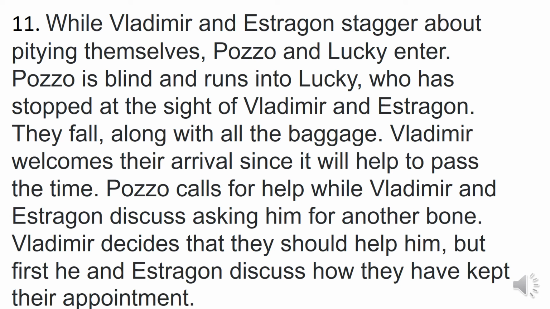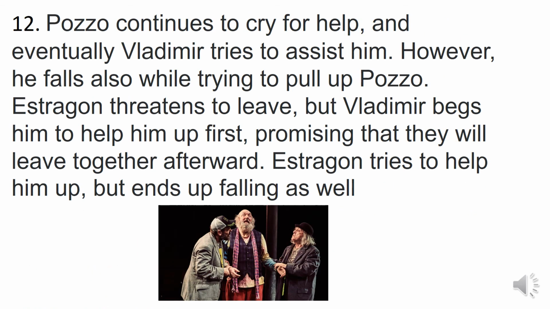So this character has fallen on the ground. They are asking for help and they care about a bone, getting a bone. Vladimir decides that they should help him, but first he and Estragon discuss how they have kept their appointment. Pozo continues to cry for help and eventually Vladimir tries to assist him, however he falls, also while trying to pull up Pozo. Clowning state.